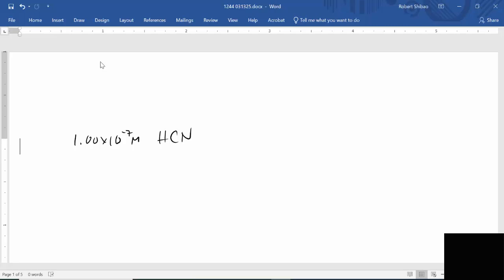Although, would you want to drink this? I'd drink the 10 to the minus 8 molar HCl, no problem, but I wouldn't drink the HCN. Probably wouldn't drink anything with cyanide. Yeah, don't drink anything with cyanide.